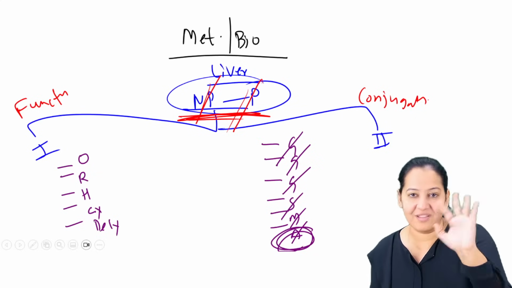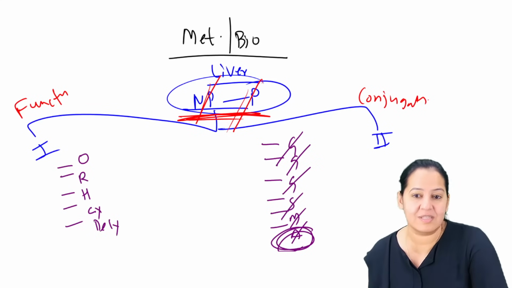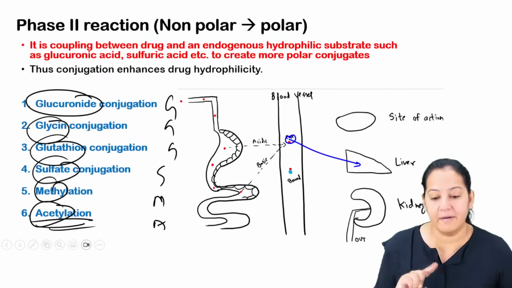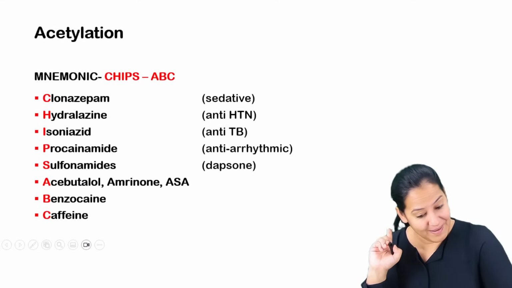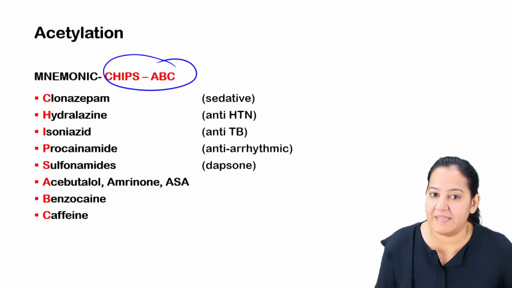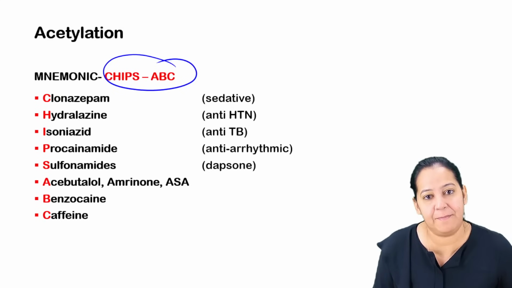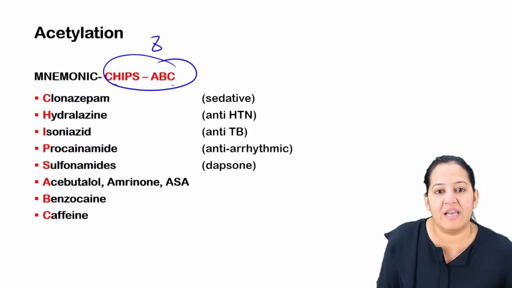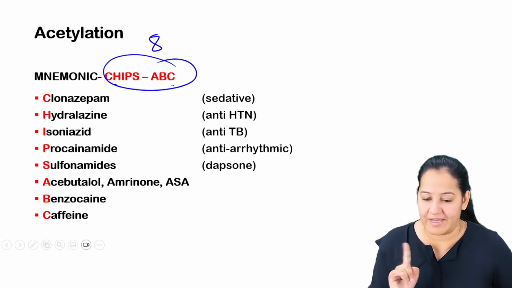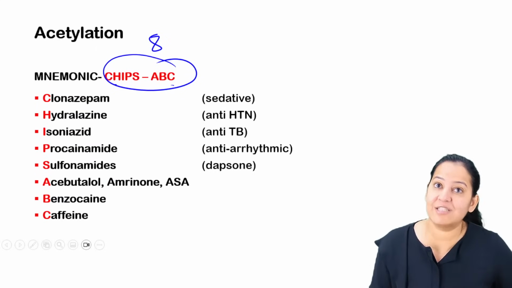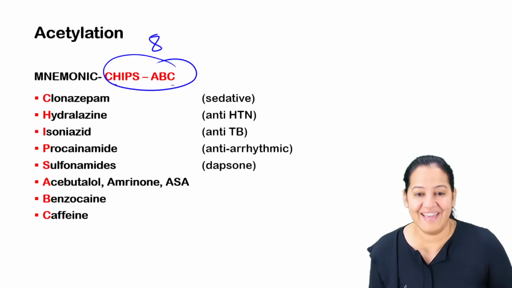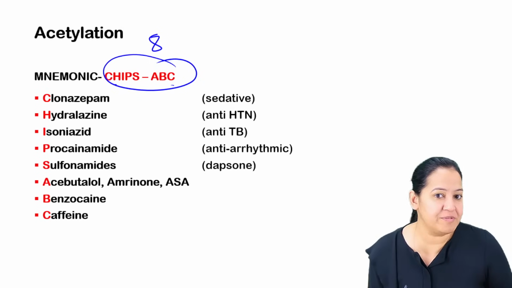Basically you have to learn the examples of all, but maximum questions come on acetylation. So I'm teaching you the drugs which are metabolized by acetylation. I have a mnemonic for you. The mnemonic is CHIPS ABC. So 5 plus 3, a total of 8 drugs are metabolized by acetylation, which is a type of phase 2 conjugation. Say yes if you got it. What is the full form of CHIPS ABC?